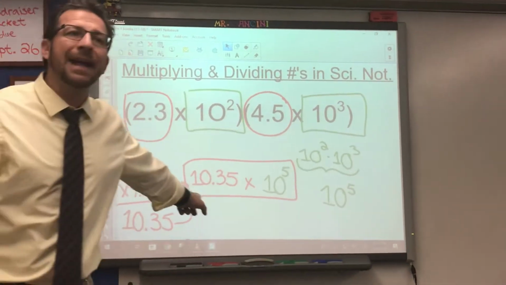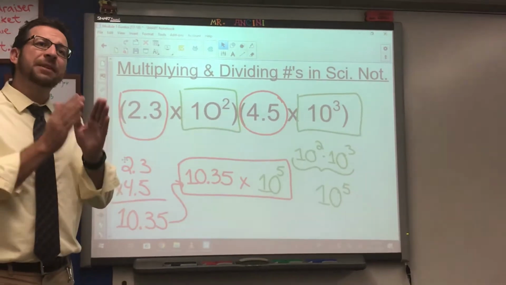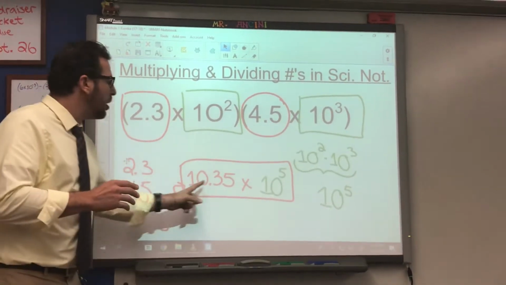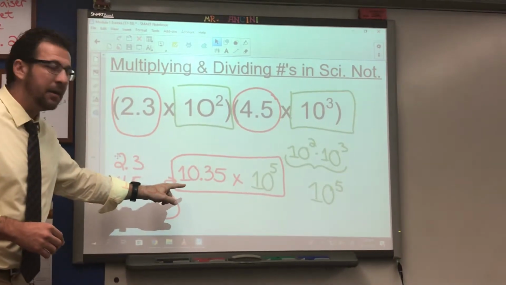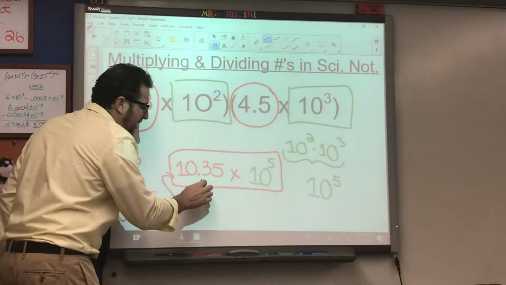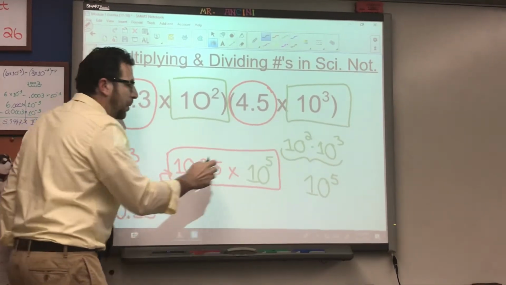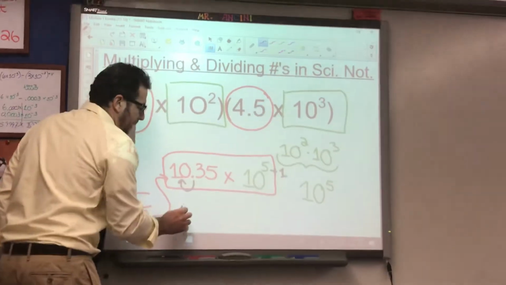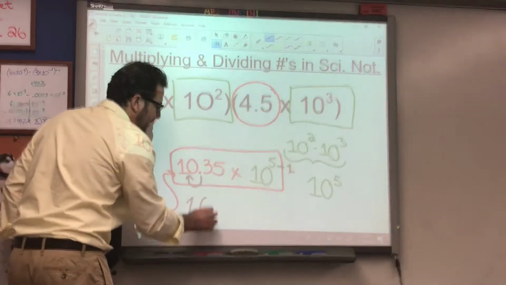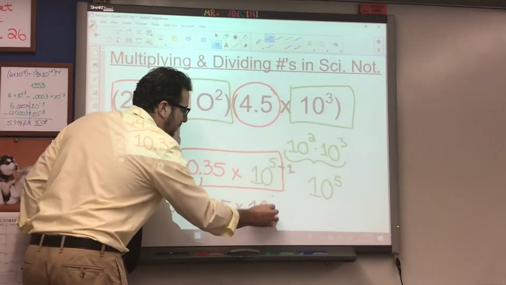I'm not satisfied with that answer, however, because we know for a number to be in scientific notation, it needs to be between 1 and 10. So in order to get this between 1 and 10, what I need to do is shift my decimal. Remember, if I move the decimal to the left, the exponent gets larger. I moved it once, I increase by 1. And that's going to give me 1.035 times 10 to the sixth power.